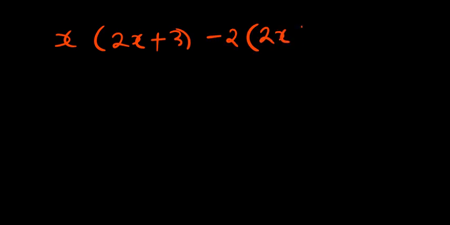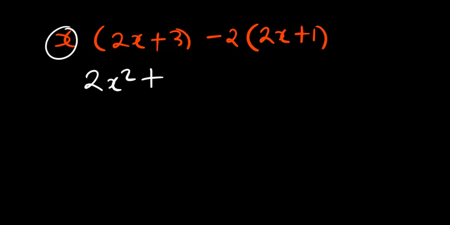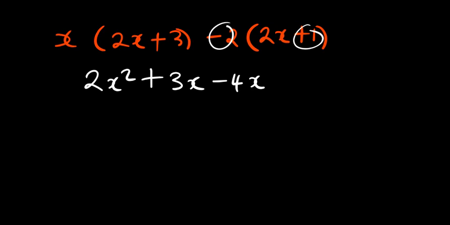Let's solve another one. Let's say this time around I've got x times 2x plus 3, minus 2 times 2x plus 1. How am I solving these ones? I'm going to expand them independently, then solve the whole expression. When the x multiplies with the 2x, I'm going to have 2x squared, plus when the x multiplies with the 3, I'm going to have 3x. On the other side, negative 2 multiplied by the 2x will give us negative 4x. The same negative 2 multiplied with the positive 1, I'm going to have a negative 2.